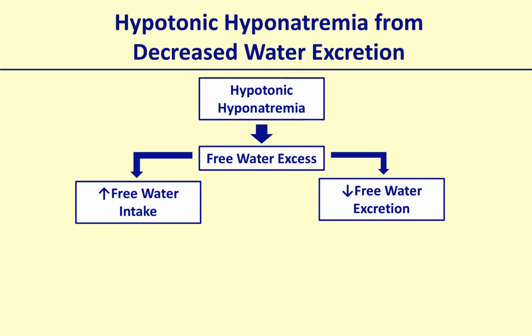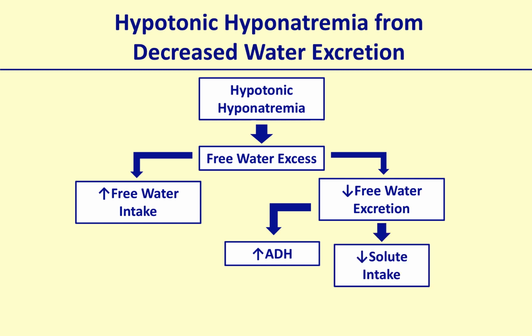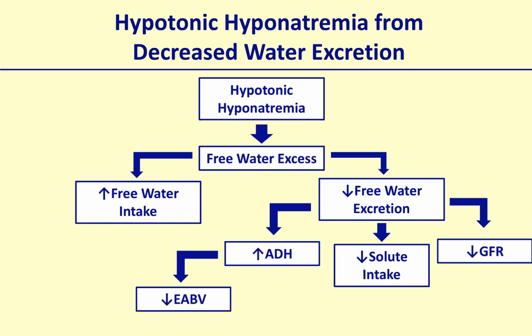There are also 3 mechanisms by which the kidneys cannot get rid of water. Number 1 is that there is too much ADH, and this is the main mechanism of hyponatremia overall. Number 2 is that there is a decrease in solute intake, and number 3 is that there is low GFR. Now, high ADH is also caused by 3 different mechanisms, and in this lecture we're going to review one common mechanism, which is low effective arterial blood volume causing hyponatremia.